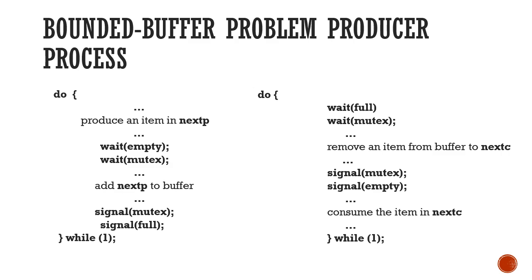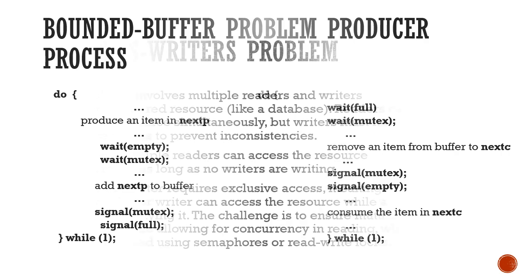Proper sequencing of wait and signal operations ensures that the system does not deadlock. The producer and consumer always wait for the appropriate semaphore before proceeding. This approach efficiently manages the interaction between the producer and consumer, ensuring that items are produced and consumed in a synchronized manner without overflow or underflow in the buffer.